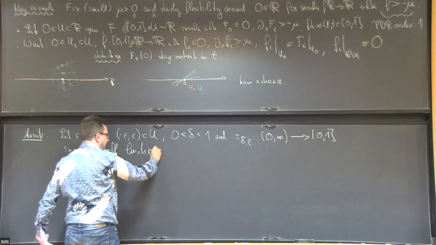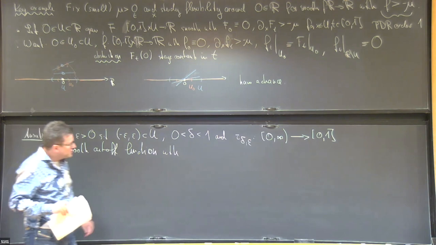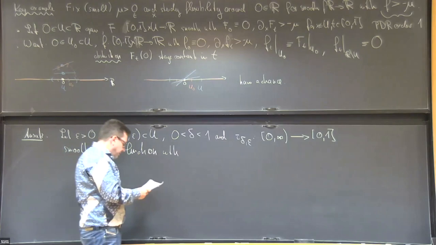Which satisfies. Okay, so what do we have to do? I would like to multiply the time parameter with this cutoff function later on. And this means that in a small neighborhood around zero, it should be one, and outside of epsilon, it should be zero.